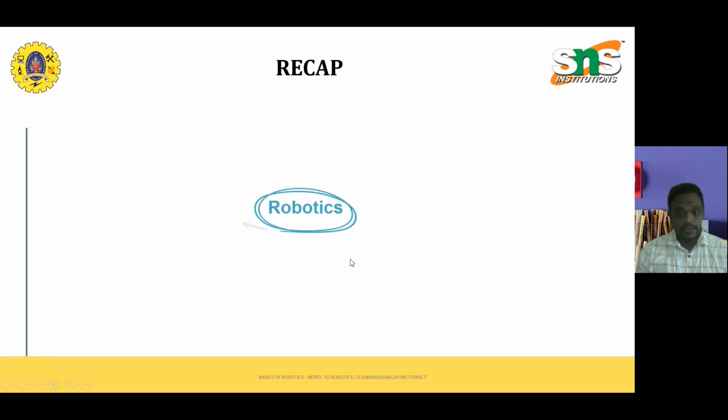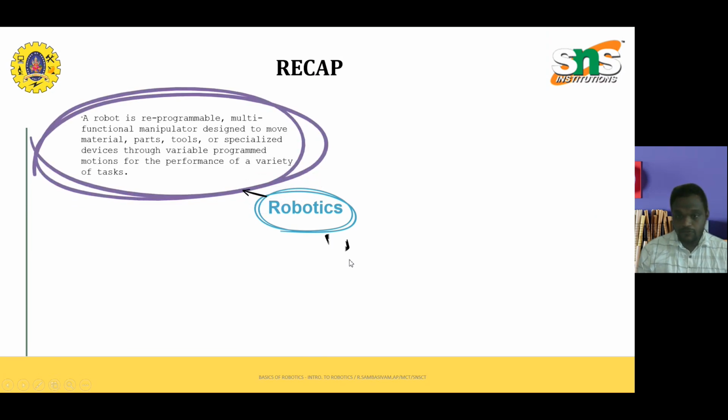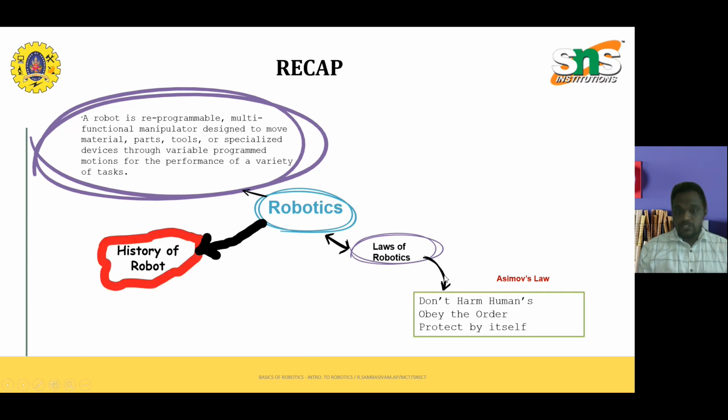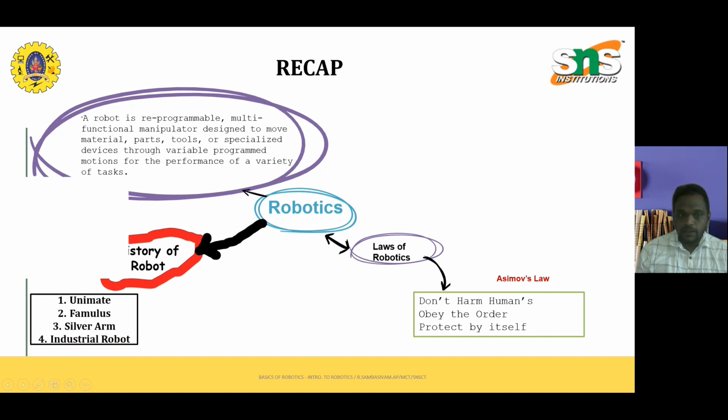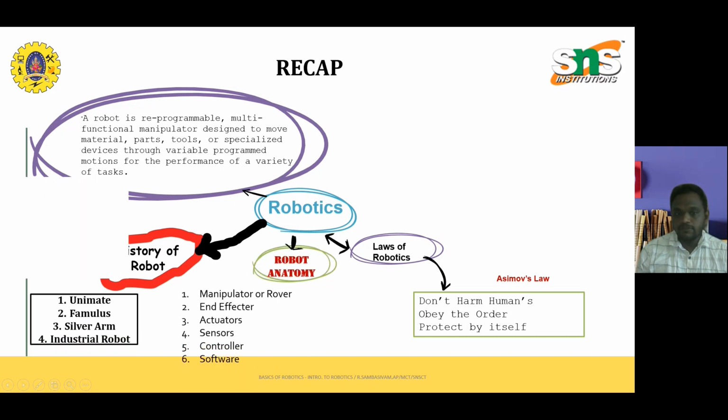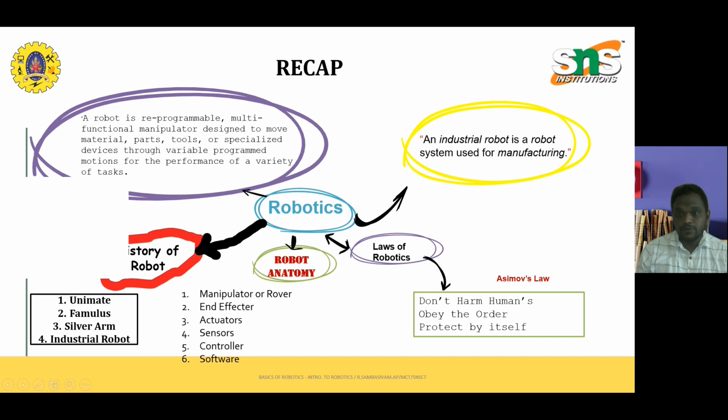As a recap, we have understood what robotics is, the definition of robots, and the different laws, and who derived them. We also covered the history of robots, the history of industrial robots, and the robot anatomy, which is manipulators, actuators, sensors, controllers, and software, and how industrial robots have been effectively used in industries. These are the topics we discussed in the previous class.